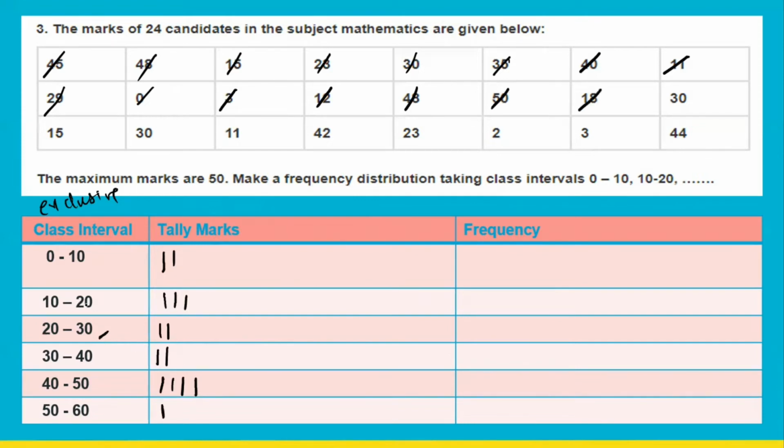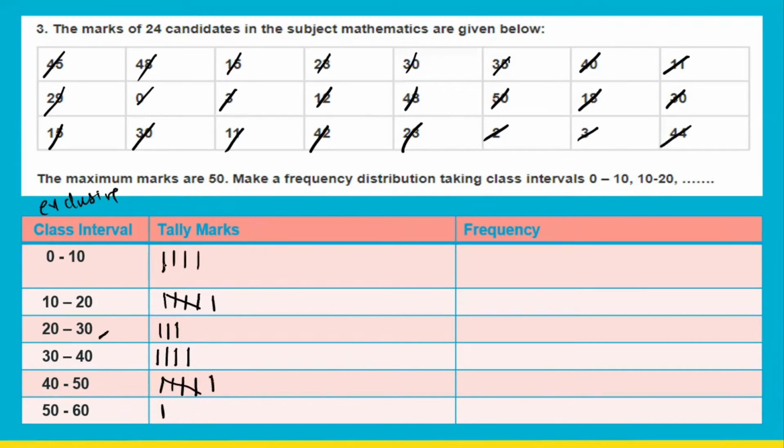18 is going to be there between 10 to 20. 30 is going to be there in the next group here. 15 is going to be there in 10 to 20. Again, 30 is going to be there in this group. 11 is going to be there in 10 to 20. 42 in 40 to 50, the fifth line like that. 23 is going to be there between 20 and 30. 2 is going to be there in the first group. 3 again in the first group. And 44 is going to be there between 40 to 50.